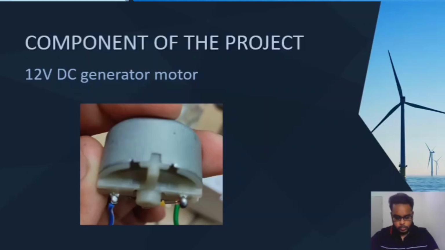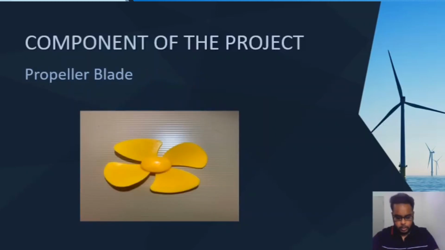The 12-volt DC generator motor is a rotary motor which can convert direct current into mechanical energy or convert mechanical energy into DC power. It means that this motor can interconvert electric energy and mechanical energy. The next main component is the propeller blade. The propeller works as a turbine which uses wind energy to drive the rotor and create electricity.